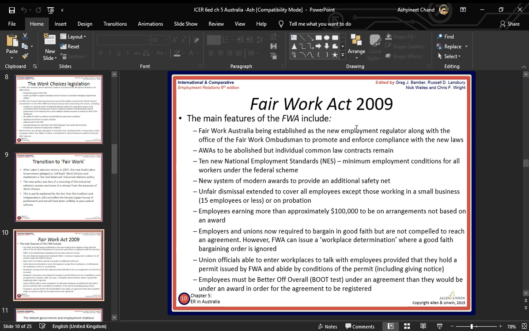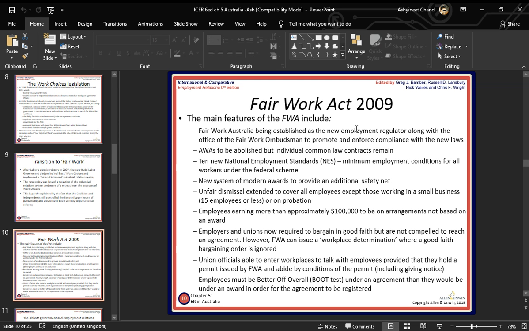Employers and unions are now required to bargain in good faith but are not compelled to reach an agreement. So good faith bargaining, that tells us that collective bargaining is compulsory or voluntary? Yes, good faith bargaining, voluntary. However, Fair Work Australia (FWA) can issue a workplace determination where a good faith bargaining order is ignored. Union officials are able to enter workplaces to talk with employees, provided that they hold a permit issued by the FWA and abide by conditions of the permit, including giving notice.